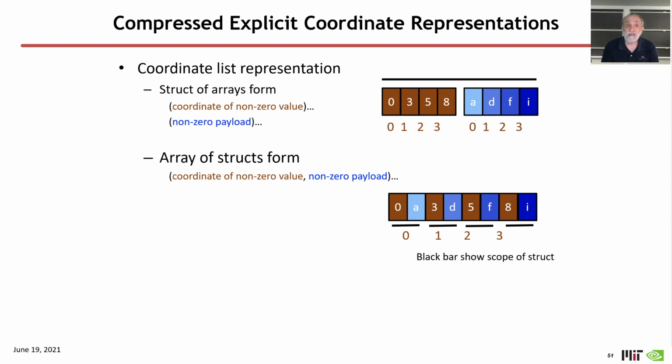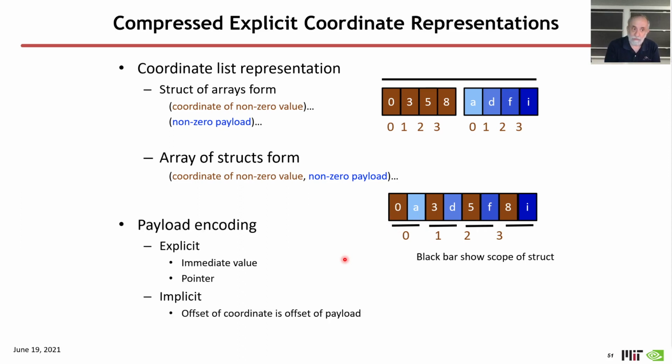So I also have a choice when I talk about explicit coordinate representations. We already talked about coordinate payload lists, but we have choices there. We could have a form where the coordinate payload list is represented as a struct of arrays. So my entire fiber consists of a struct of 2 arrays, where I have the list of coordinates and the list of payloads or scalar values. Or I can do an array of structs form where the coordinates and the payloads are interleaved. So I have an array, and each element of the array is a struct of 2 elements.